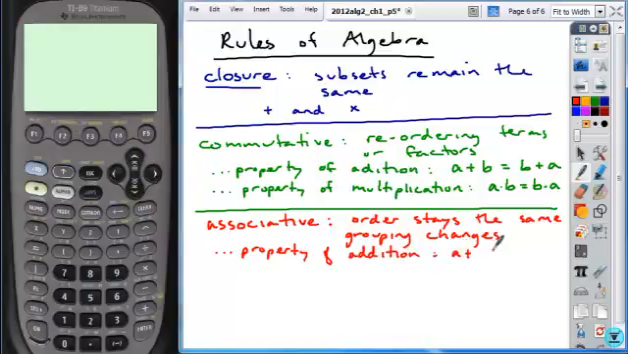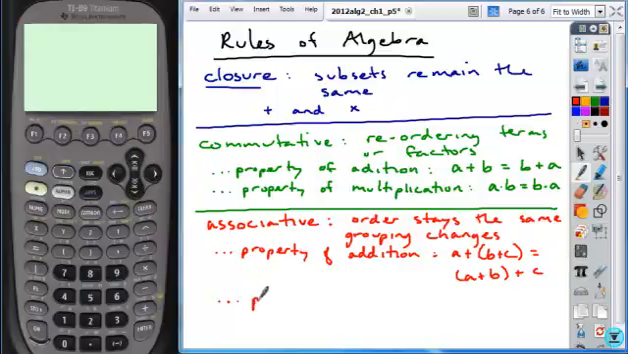Okay, so this has to involve three terms. So A plus the quantity B plus C is going to be equal to the quantity A plus B all plus C. So you notice that in each of those, the order of the terms is still A, B, and then C. The only difference is that the grouping symbols are around the different set or different pair of values.